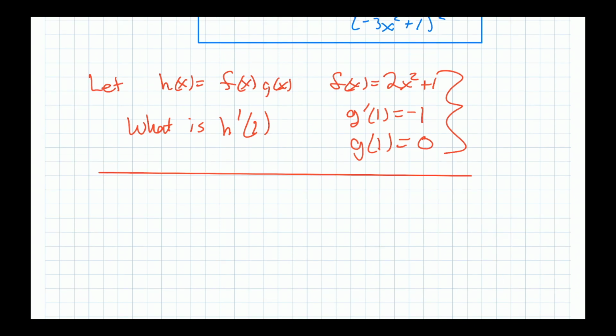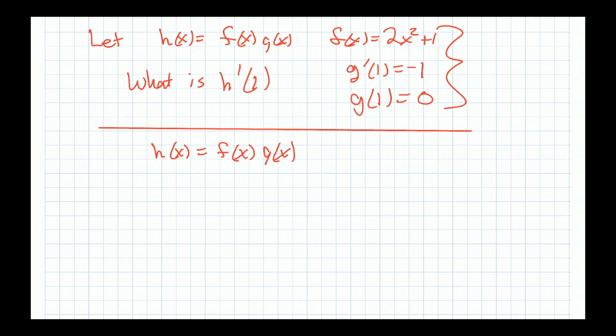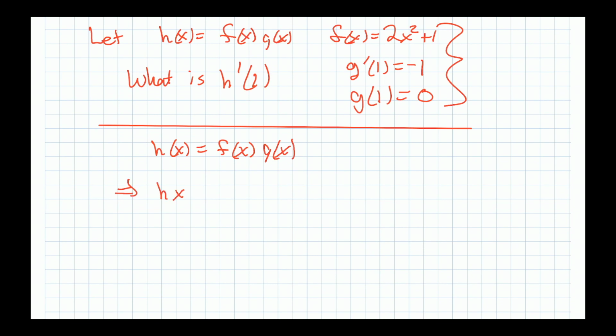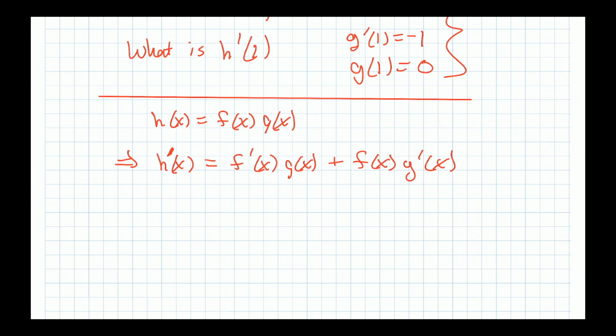Let's see what that will do. So we want h prime of 1. So we have h of x is f of x times g of x. So of course, you now know what the product rule says about this. When you take the derivative, it's going to be f prime g plus f g prime. We want this at 1. So h prime of 1 is f prime of 1 times g of 1, plus f of 1 times g prime of 1, right?